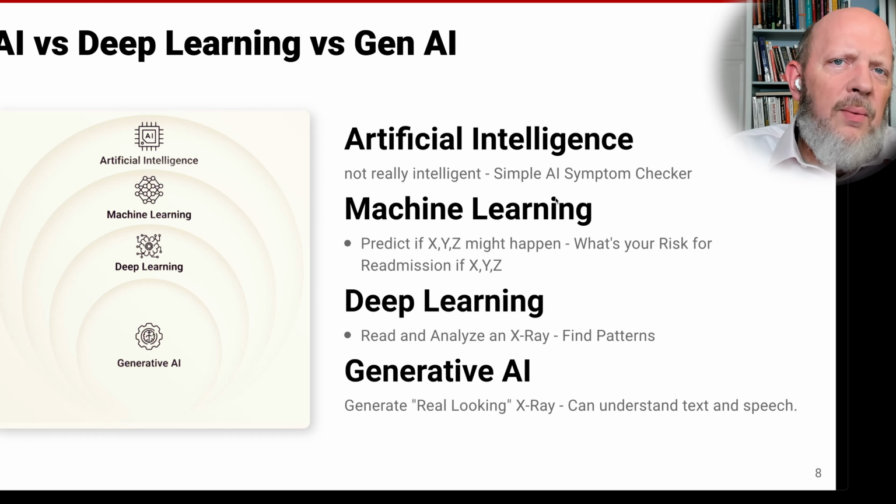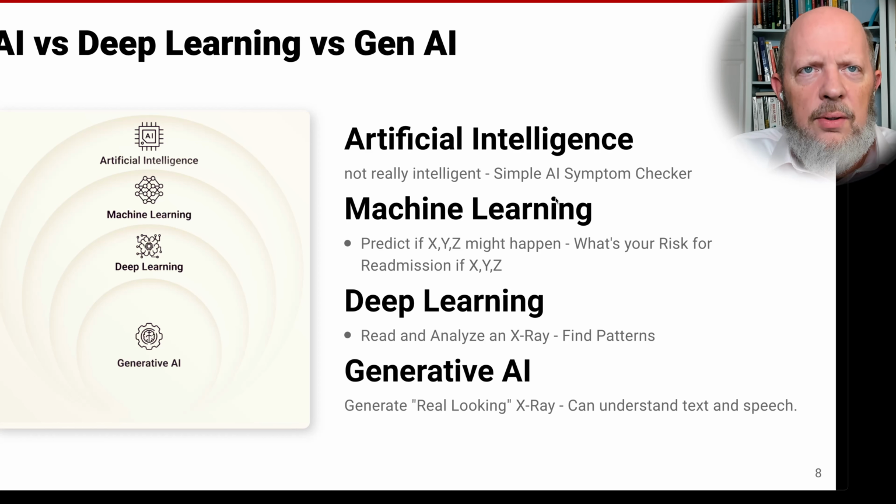Then we move kind of down, we tighten it up a little bit more. We want to look at, if you have something, what's your risk? What are we predicting? What are we seeing in the future? So that's where kind of more machine learning is.